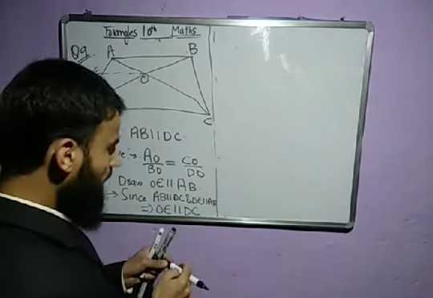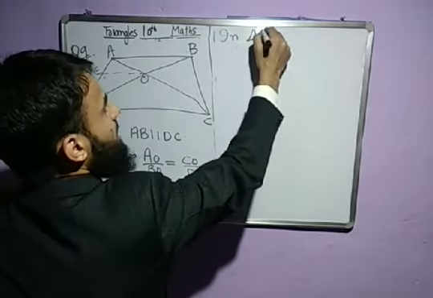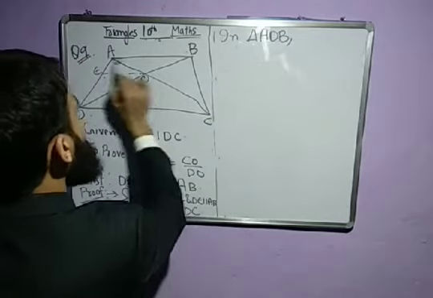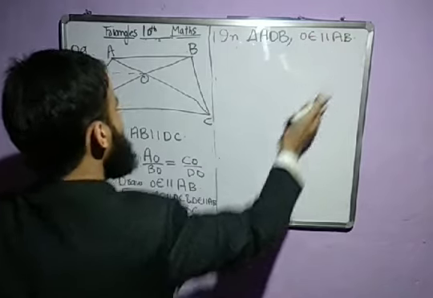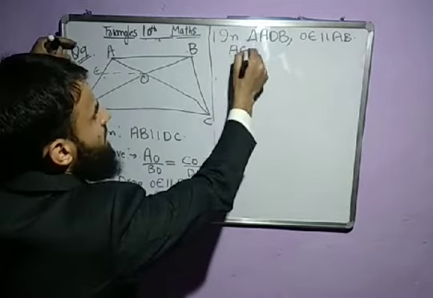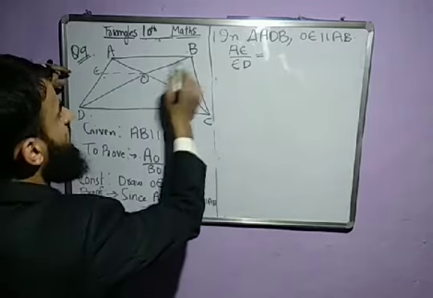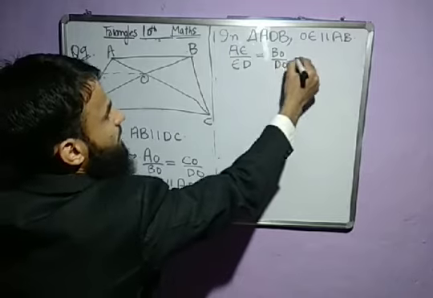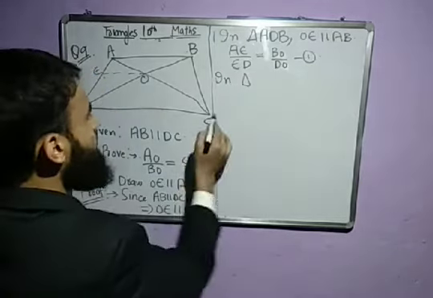Okay. Let us now take the triangle ADB. In triangle ADB, OE is parallel to the AB. You can take the basic proportionality theorem here. You will get AE divided by ED is equal to BO divided by DO. Keep it equation 1.